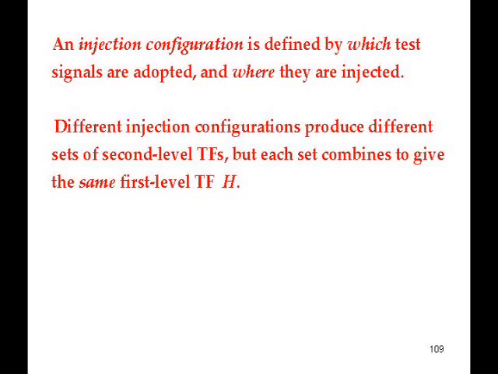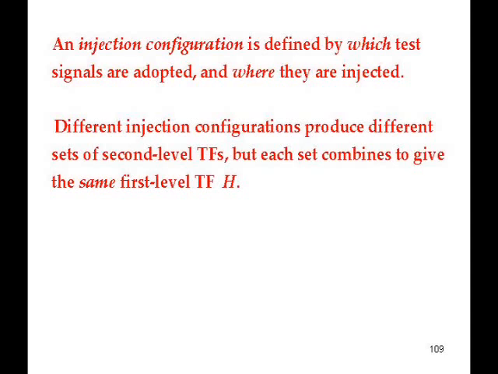Different injection configurations produce different sets of second level transfer functions, but each set combines to give the same answer for the overall result with no injection. So the question comes down to, how do you choose an injection configuration so that the second level transfer functions have the interpretation that you want them to have? Because there's no point in getting a result if you don't know what they're telling you, if you don't know what the interpretations mean.